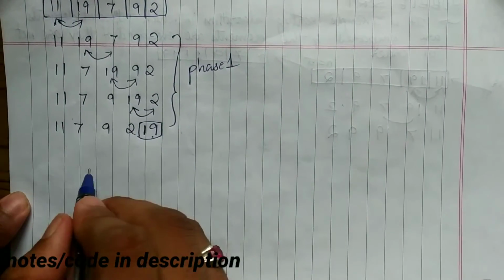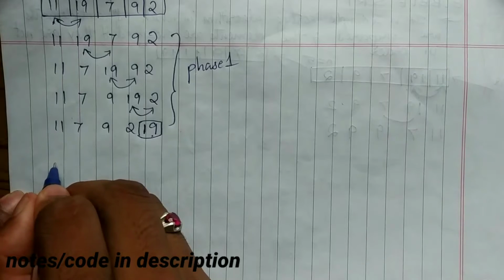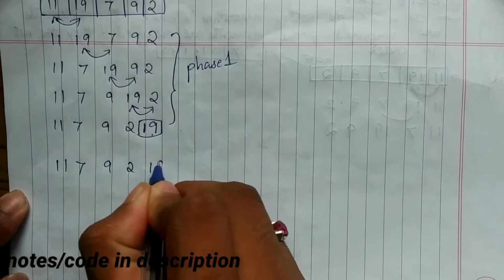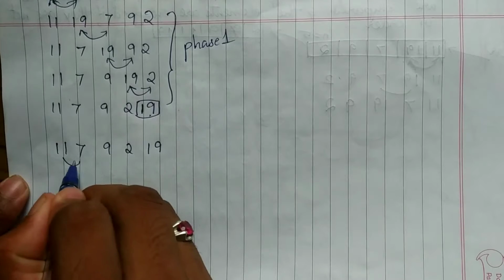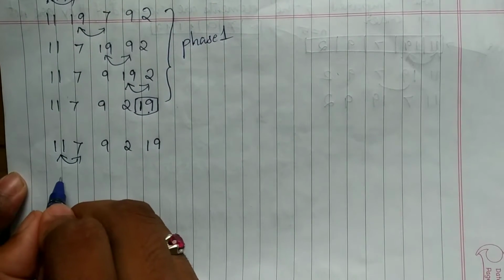So next in our phase 2 we'll have 11, 7, 9, 2, 19. Again in the phase 2 we'll do the same procedure. First we'll compare 11 and 7. As 11 is greater than 7, we'll swap them.